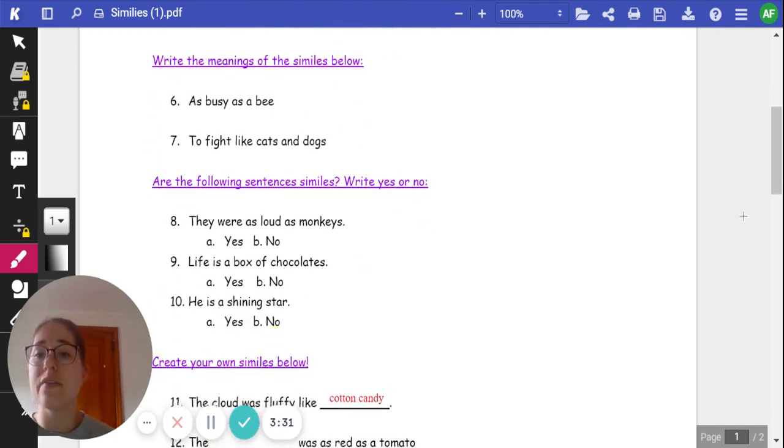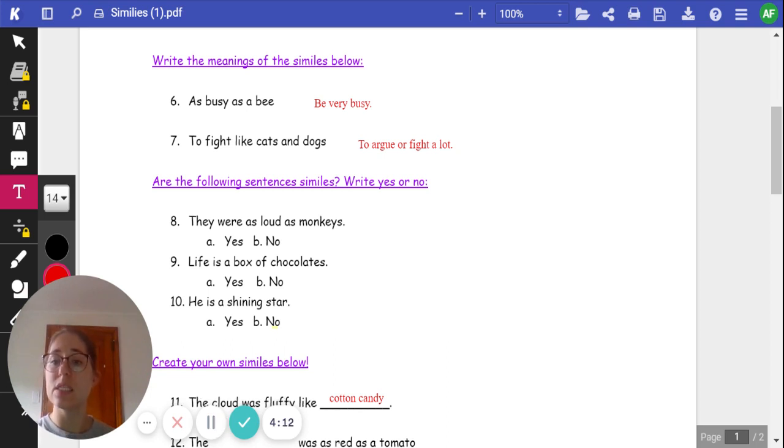For number 6 and 7, we are going to write the meanings of the similes below. I'm going to have you do these on your own and we'll review them once you have finished. Number 6 is as busy as a bee, so write down what you think that simile means. And number 7 means to fight like cats and dogs, which was one of our examples. Go ahead and pause the video and click play when you're ready to review.